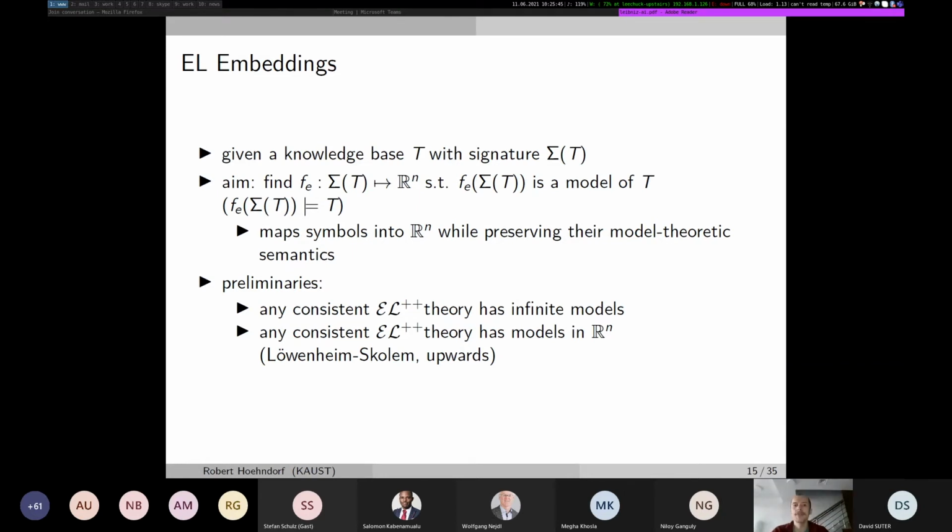So if we find this, then we would have an embedding which exactly preserves the model-theoretic semantics of our theory. And we know that at least in theory, such a function should exist because we know that EL and EL++ theories do have infinite models. So all of them, if they are consistent, will have infinite models. And we know that any consistent EL++ theory will then also have a model in R^n based on the Löwenheim-Skolem theorem in the upwards direction.